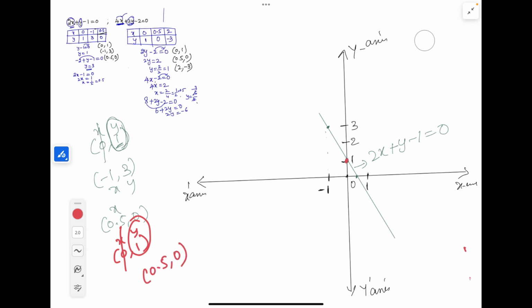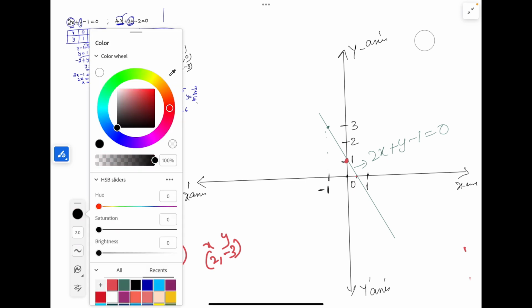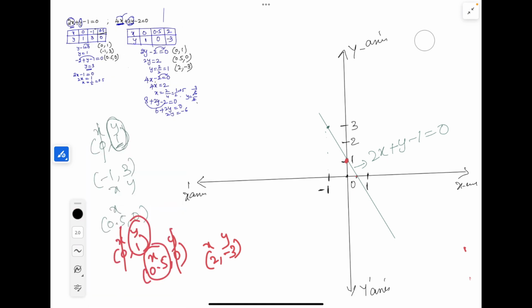0.5, 0. So x followed by y, so it will lie on the x-axis. Again, this is the point. Next one is 2, minus 3. So x followed by y. Where is 2? We have to mark minus 3, right? So minus 3 we will mark. Minus 1, minus 2, minus 3. So 2, minus 3 it will be here.